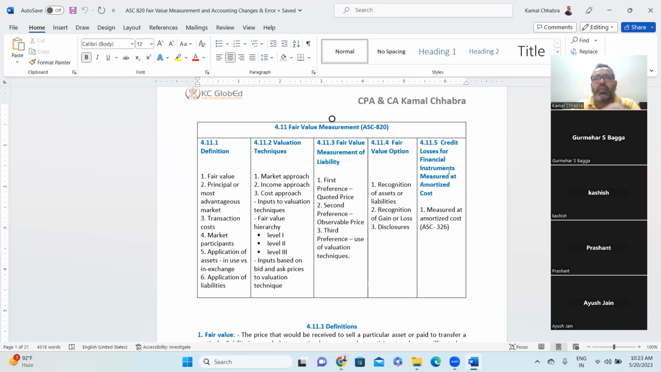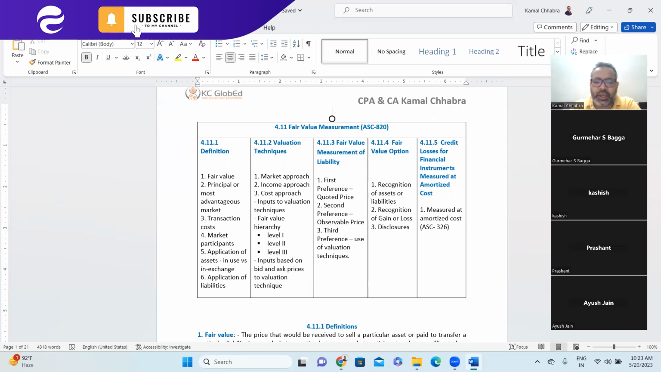So I'm sure throughout the accounting, whether you have studied in India or maybe you are studying in a different part of the world, these terms you might have commonly heard, like fair value measurement of the assets and fair value measurement of liability. So today we'll be understanding in detail from the perspective of ASC 820 of the fair value measurement.